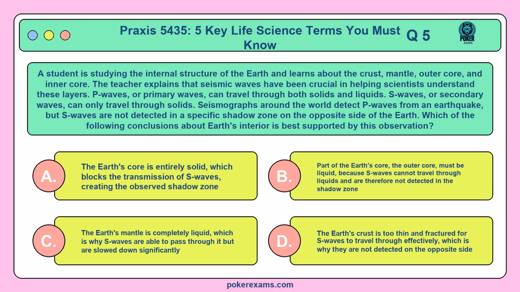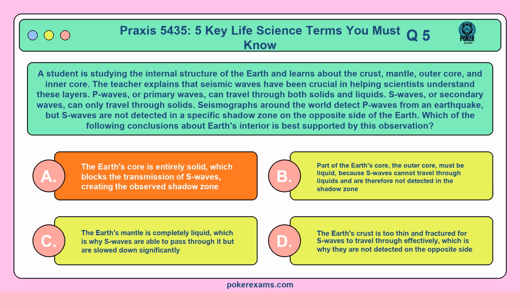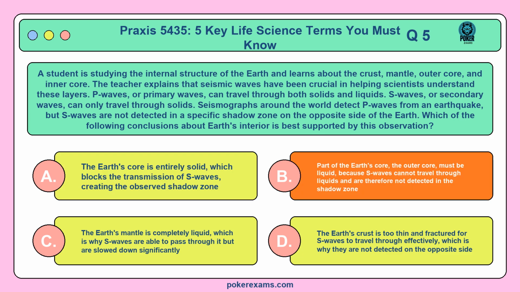Seismographs around the world detect P waves from an earthquake, but S waves are not detected in a specific shadow zone on the opposite side of the Earth. Which of the following conclusions about Earth's interior is best supported by this observation? Option A. The Earth's core is entirely solid, which blocks the transmission of S waves, creating the observed shadow zone. B. Part of the Earth's core, the outer core, must be liquid, because S waves cannot travel through liquids and are therefore not detected in the shadow zone.